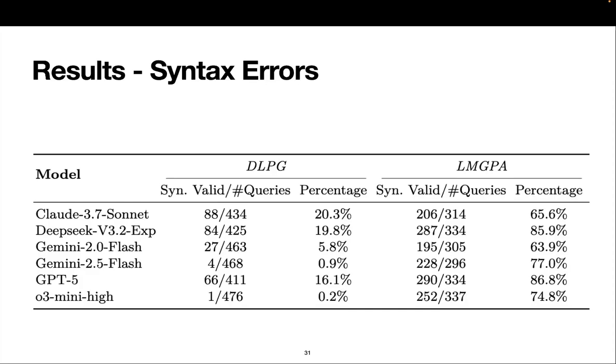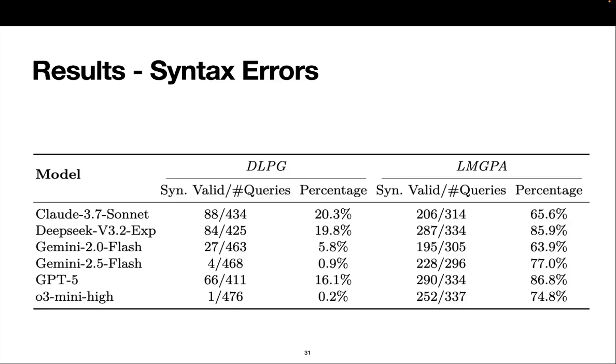This table compares the syntactic validity of LLM-generated content between DLPG and LLM-GPA. I want to note that for DLPG, we measure the syntactic validity of the complete proof, but for LLM-GPA, we actually measure the syntactic validity of the decomposition. Because in both cases, this is the only content that the LLM is responsible for generating.